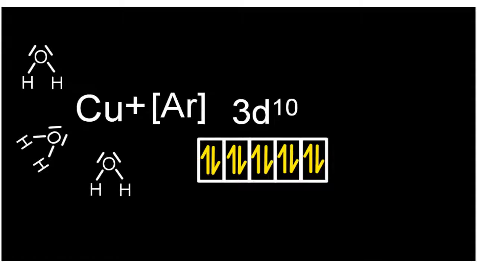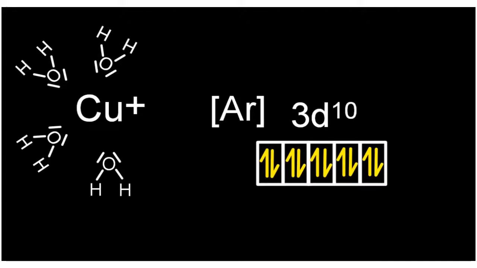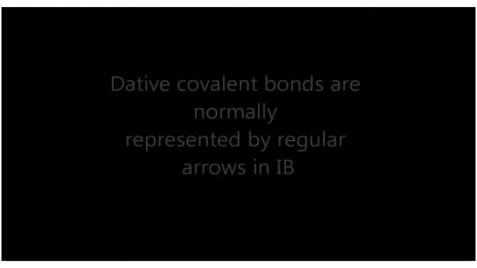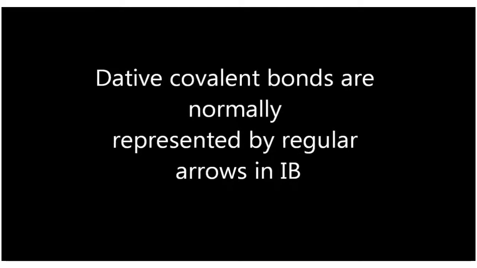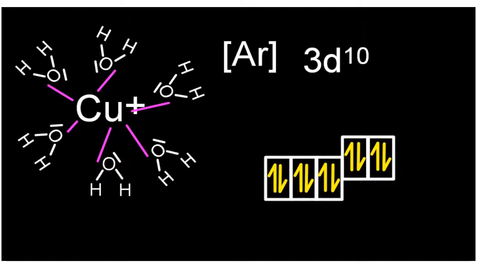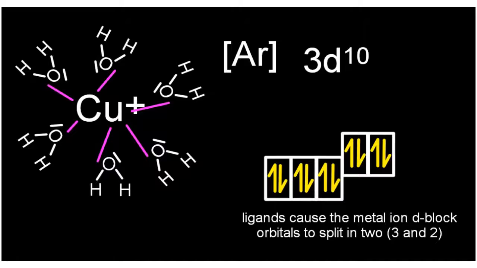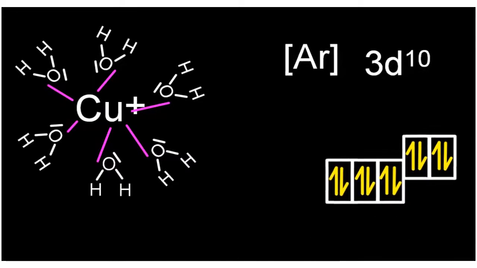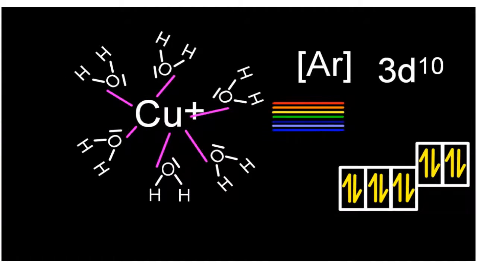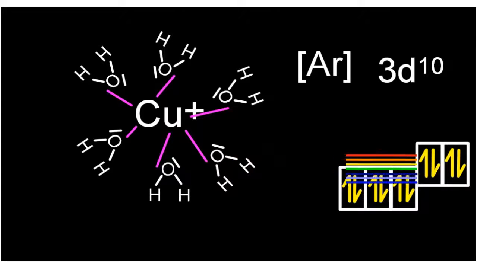Water is behaving like ligands. It has a lone pair of electrons capable of making a dative covalent bond with a central transition metal ion or atom, and I've coloured those in purple. Now those ligands, those water molecules, cause the d orbital to split. The ligands cause the metal ion d block orbitals to split. It's a 3-2 split. If I was to shine light through it, actually in this case nothing happens.